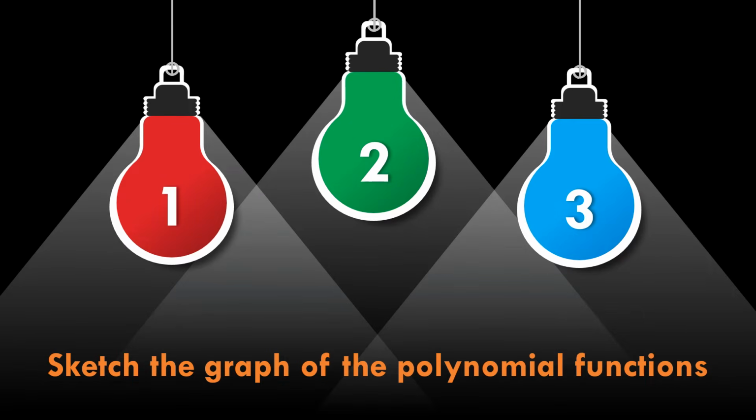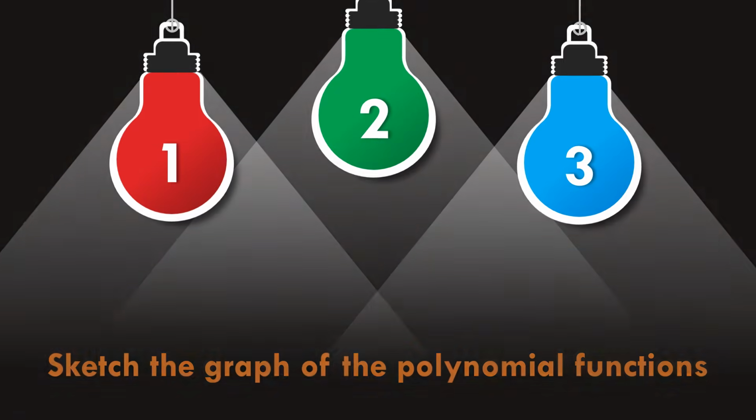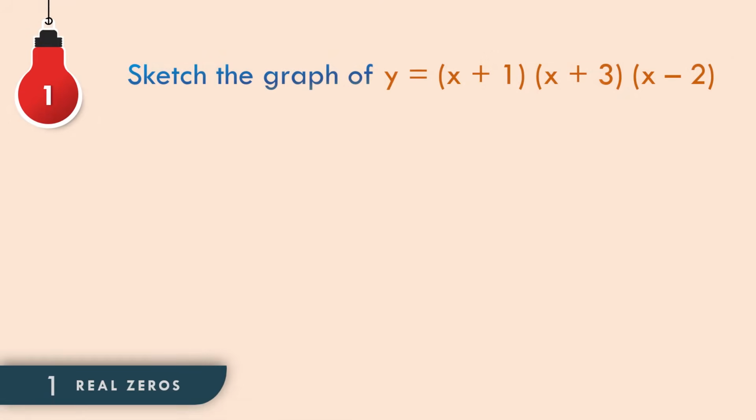Let us sketch the graph of the polynomial function. In the given, y is equal to the quantity x plus 1 times x plus 3 times x minus 2. Let us replace the value of y with 0 to solve for x. So that becomes x plus 1 is equal to 0, x plus 3 is equal to 0, and x minus 2 is equal to 0.